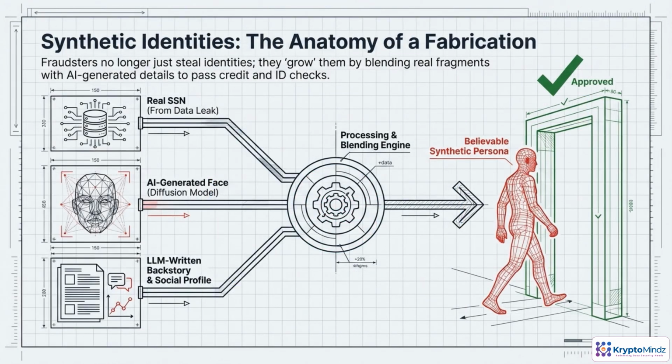Synthetic identities are built like products. Attackers start with a real data fragment, such as a leaked social security number. They then generate a plausible face, plus a rich backstory and social footprint written by language models. A blending engine stitches this into a consistent, data-complete persona that can survive automated checks. The result isn't a stolen identity. It's a newly grown one that slowly gains credit, reputation, and access until it's cashed out at scale.